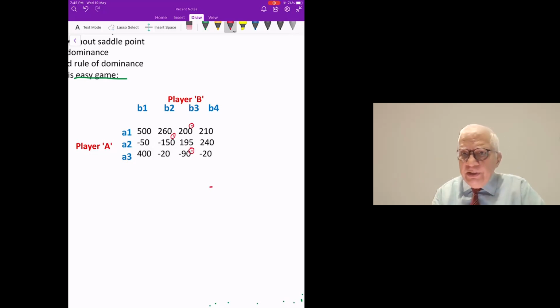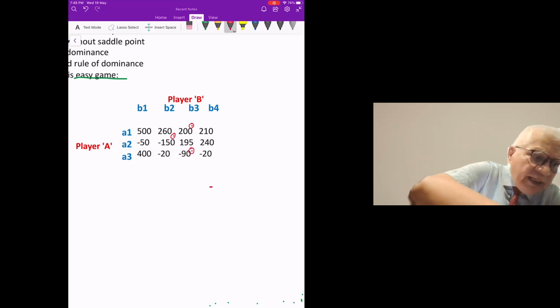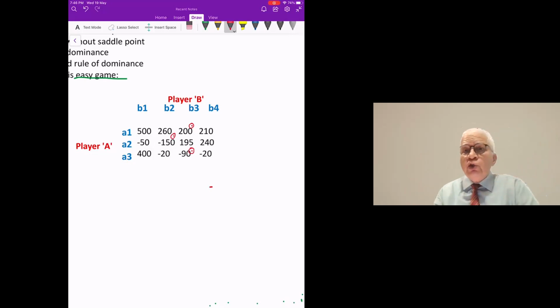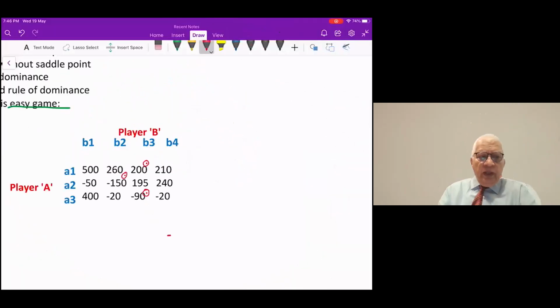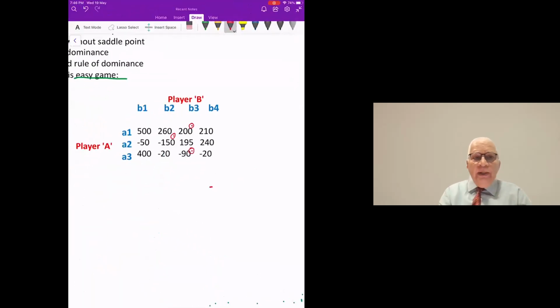So player A had 3 strategies, A1, A2, A3. Player B has 4 strategies, B1, B2, B3, B4. There is a thing called a square game, where the number of strategies for both players is equal. For example, here player A has 3 strategies and player B has 4 strategies. So this is not a square game. This is a rectangular game. Now we have marked the row minimum.